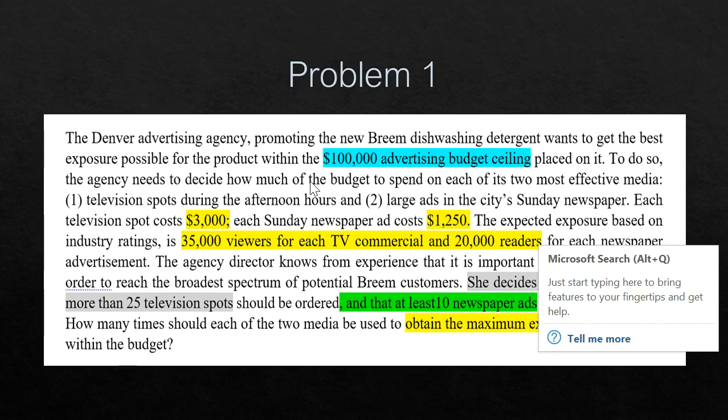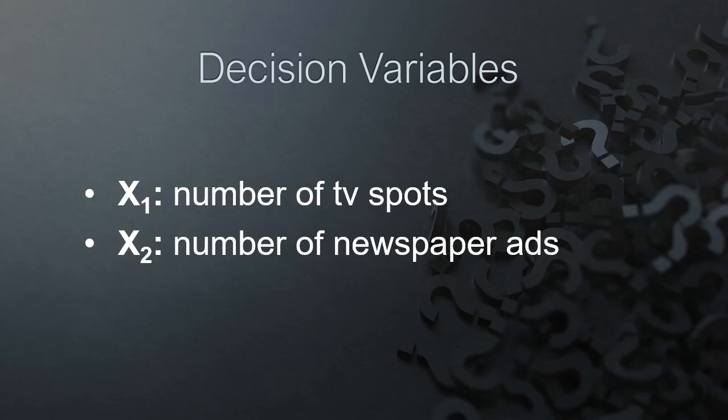Okay, at this point we've done 50% of the work. We just need to translate everything we just talked about into a mathematical model. The first step is actually defining our decision variables. We said that we can control how many times we use each exposure channel. So our decision variables, labeled here x1 and x2, represent consecutively the number of TV spots to order and the number of ads to contract.